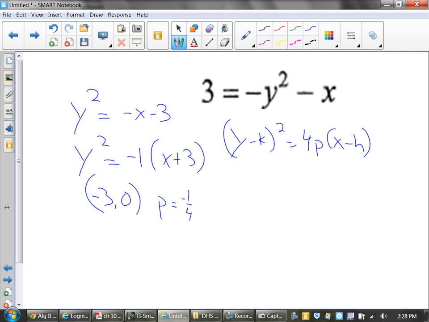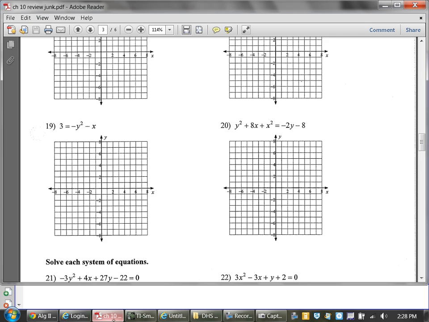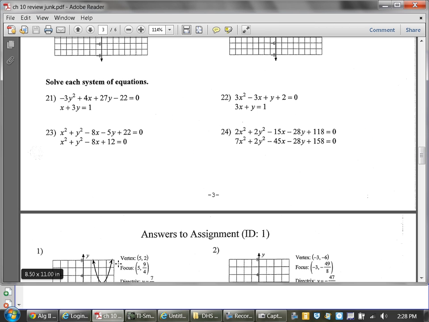From there you can plot. It's y squared with the negative p, so which direction does it go? It goes down. Left. Just trying to be funny. These systems, those numbers should all drop out rather clean without too much of a hassle, I'm hoping.